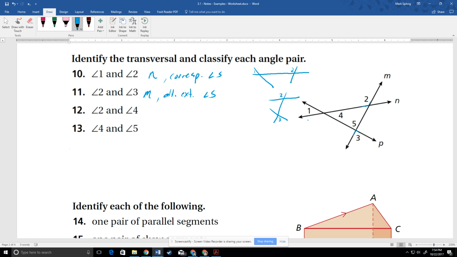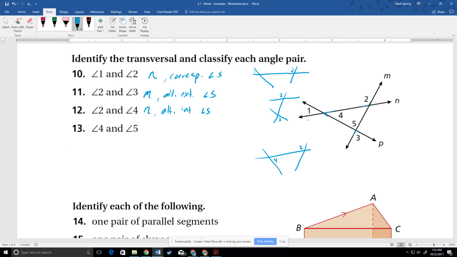Angles 2 and 4. I'll do this diagram down here. So 2 and 4 are both, this is angle 4 right here, and angle 2 is there. So N is going to be the common transversal here. We'd have angle 4, which is right about there, and angle 2, which is right about there. And so they are alternate interior angles. So we'd say alternate interior angles. All right, that's what they are.